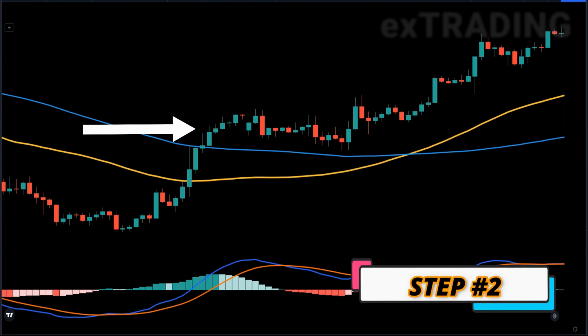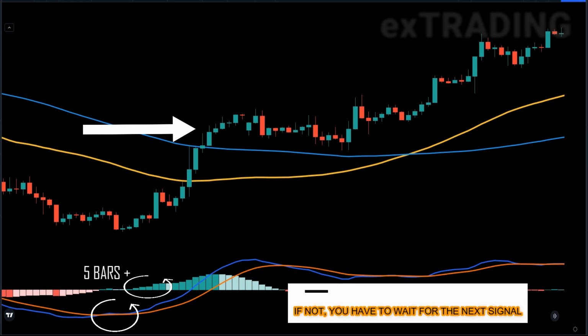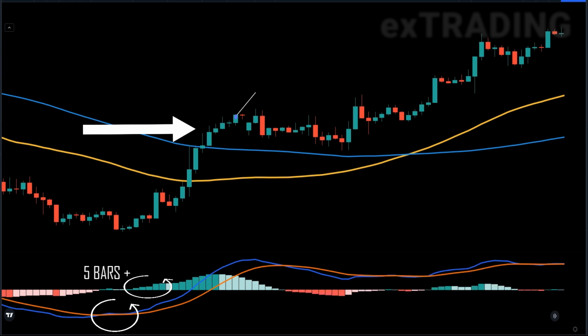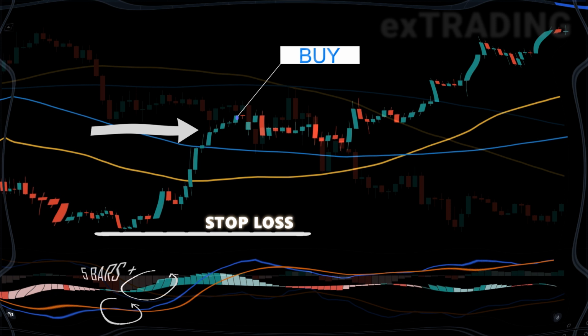Step number 2: the MACD lines cross the signal line, and the MACD momentum must be positive within the last 5 bars. If not, you have to wait for the next signal. Step number 3: wait for a bullish candlestick and place buy order. Set your stop loss at the lowest low in the last 5 bars from the entry.